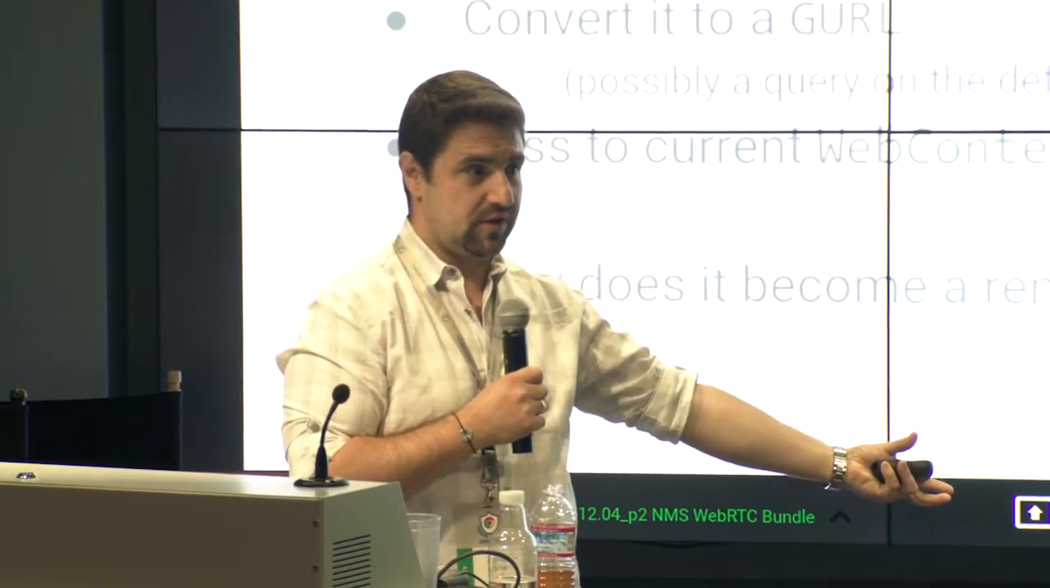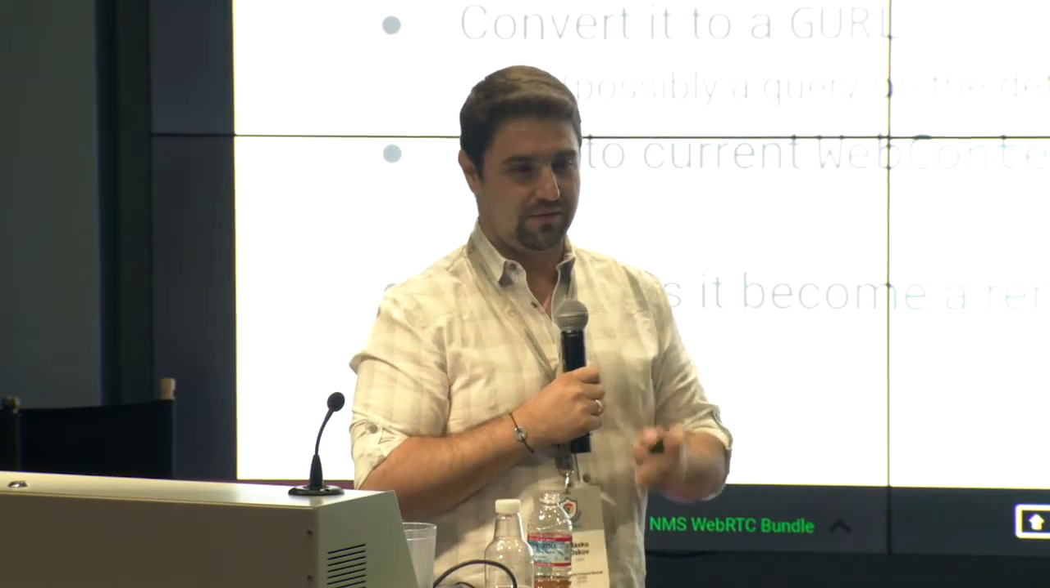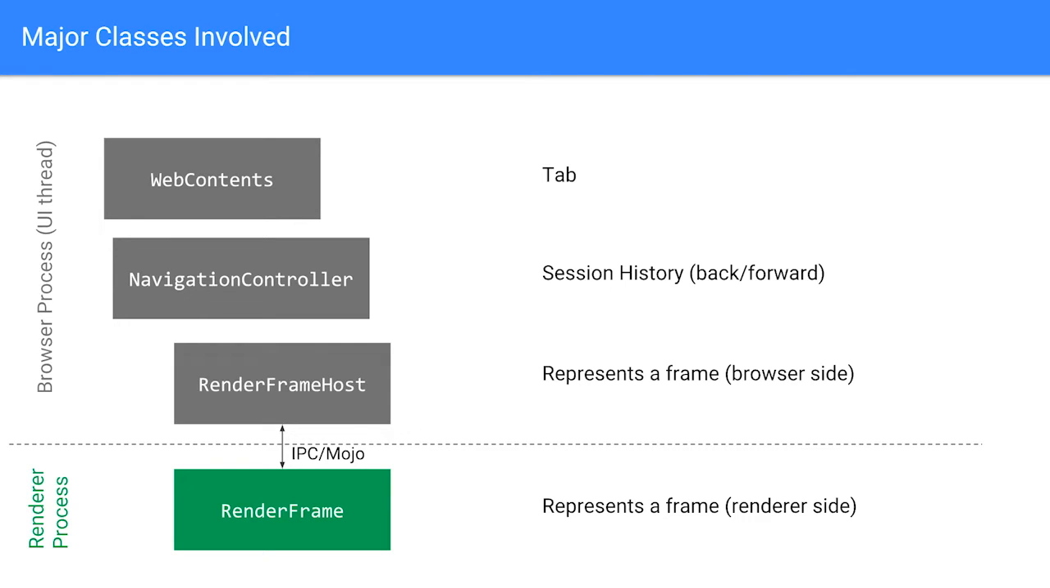And then how does it become a rendered web page? Well, we take all of the data from the network, we give it to the render process, it converts it to pixels, gives it to the GPU, which displays it on screen. Very, very high level. Now, in terms of code, because you're eventually going to have to deal with code, we start off with web contents, which, as we said, basically represents a tab.